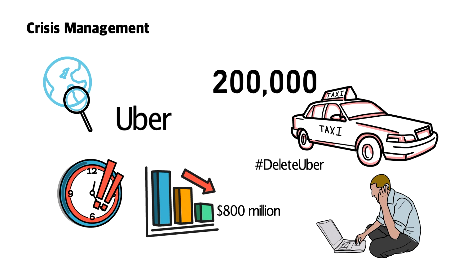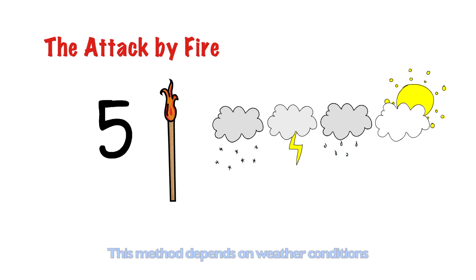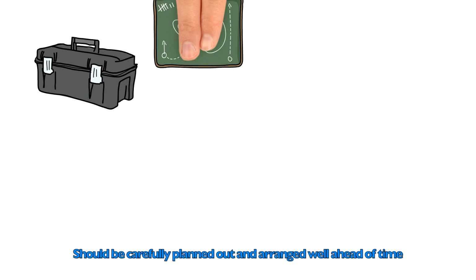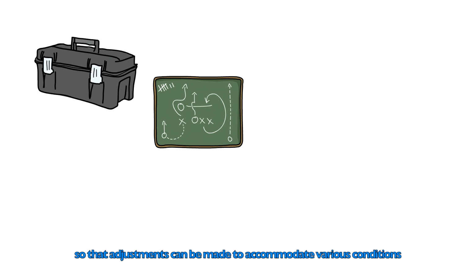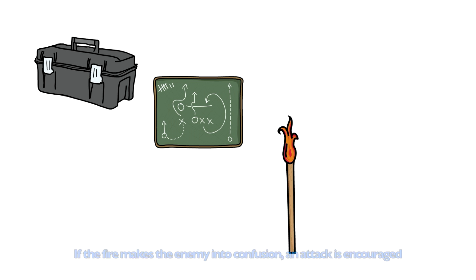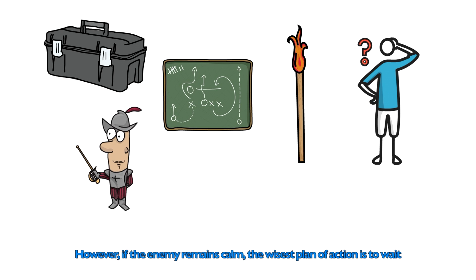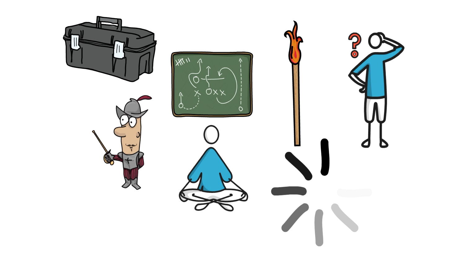The Attack by Fire. This chapter defines the 5 methods of attacking with fire. These methods depend on weather conditions. The book states that all equipment for this kind of attack should be carefully planned and arranged well ahead of time so that adjustments can be made to accommodate the various conditions. If the fire throws the enemy into confusion, an attack is encouraged. However, if the enemy remains calm, the wisest plan is to wait.